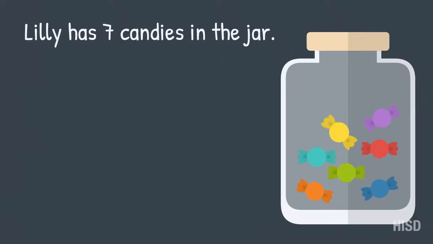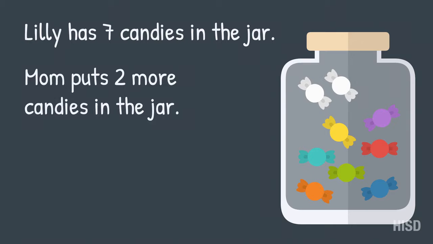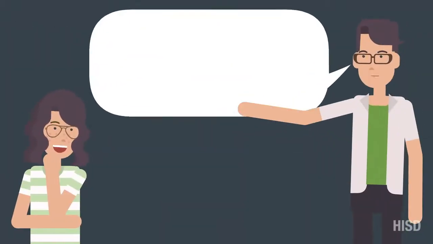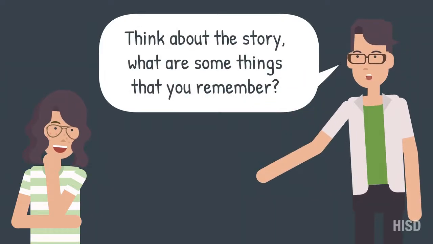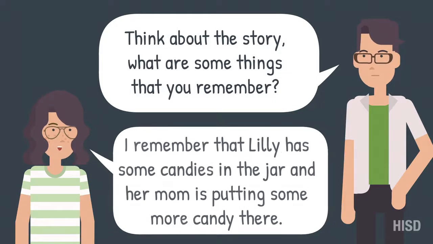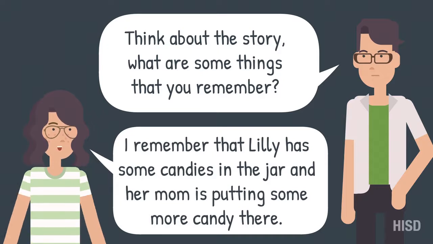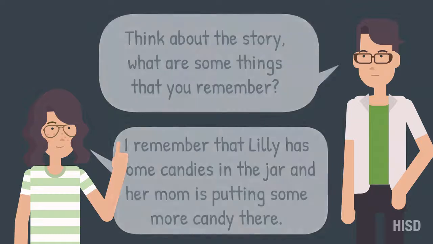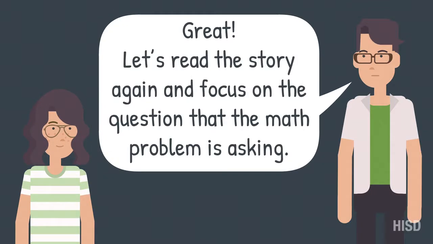Lily has 7 candies in the jar. Mom puts 2 more candies in the jar. How many candies does Lily have in the jar altogether? Think about the story. What are some things that you can remember? I remember that Lily has some candies in the jar, and her mom is putting some more candy there. Great! Let's read the story again and focus on the question that the math problem is asking.